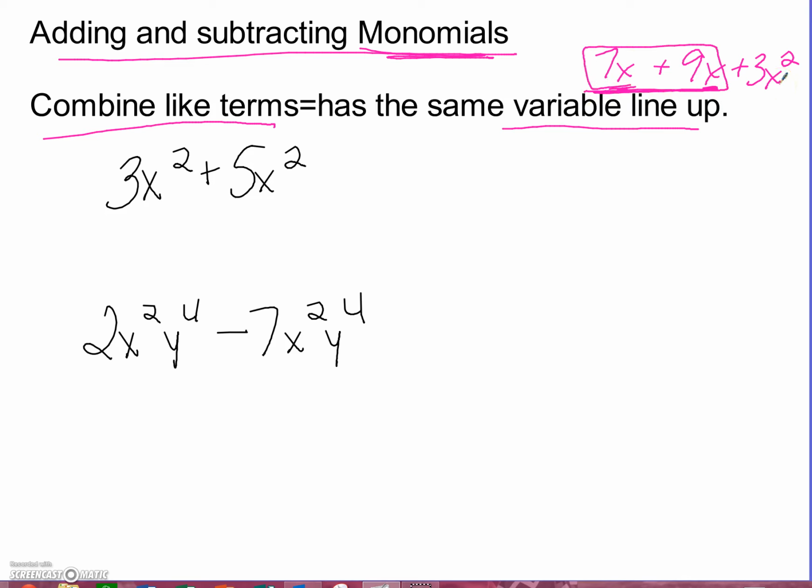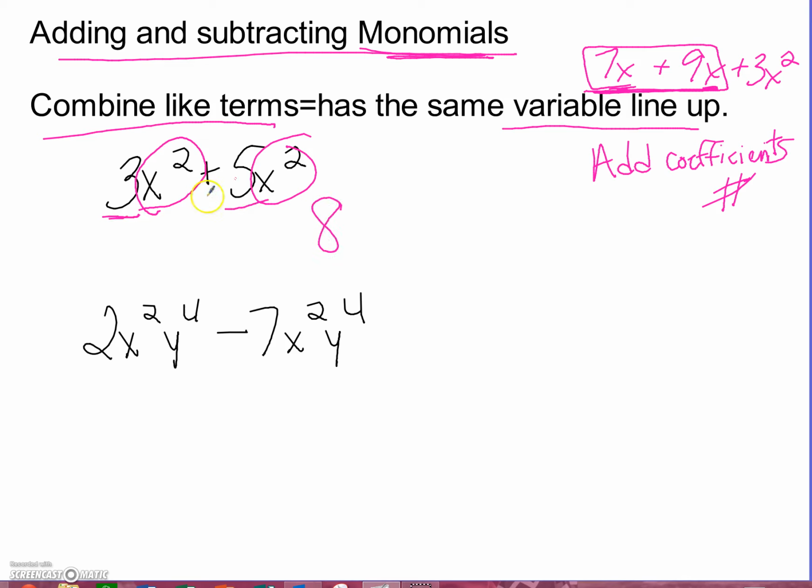Okay, so with a monomial, let's work this first example. Notice my variables are the same. So all I have to do is add the coefficients, which are the numbers, the big numbers at the front. So we do 3 plus 5 is 8. So add the coefficients and then bring down your variables. Okay, so then I have 8x squared. And then you're done.